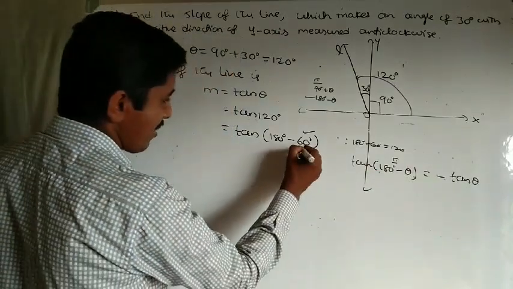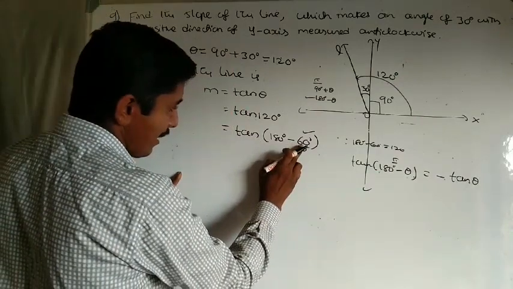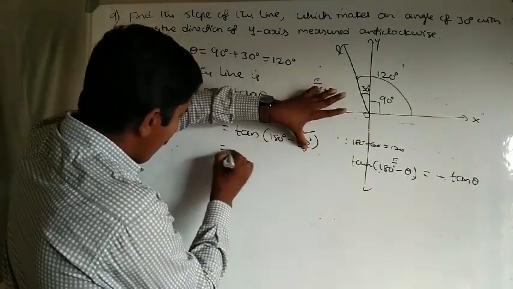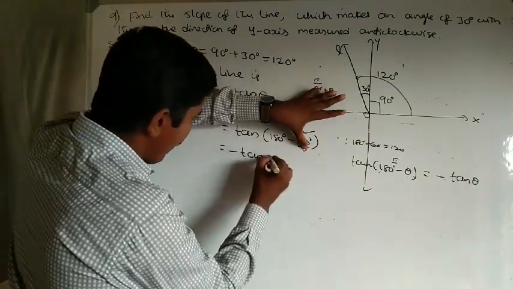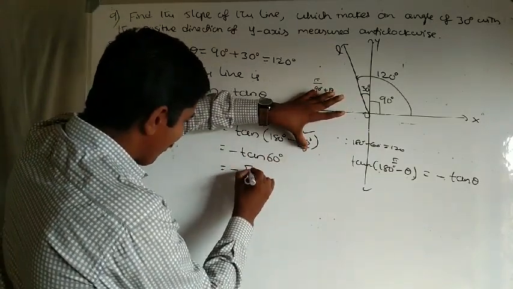Here theta, consider this is 60 degree. Tan of 180 minus theta, with theta equal to 60 degree, equals minus tan theta, with theta equal to 60 degree, equals minus tan 60 degree, equal to minus root 3.